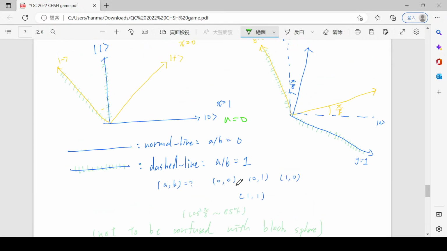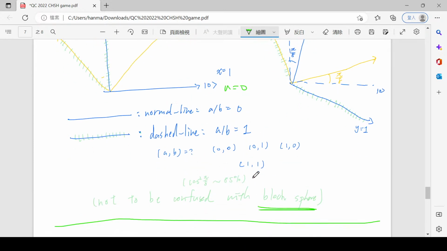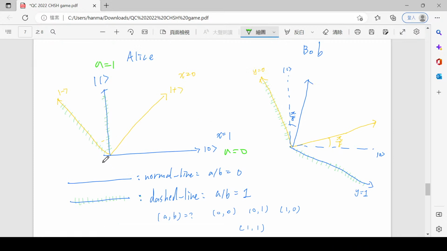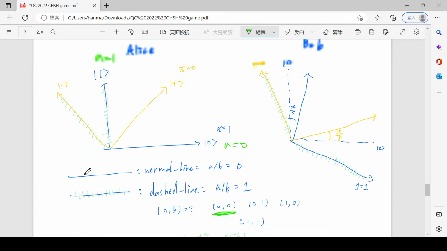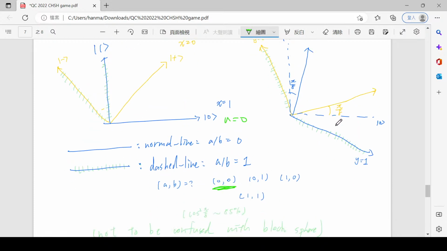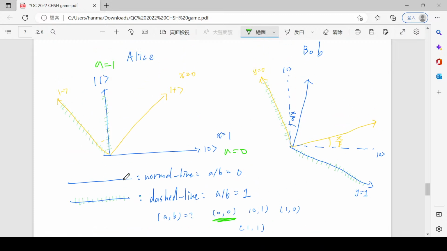And a little spoiler is that this pi over 8 is going to give you our 85%, because cosine squared of pi over 8 is 85%. Okay, so let's check how this actually works. And probably the first one is most important. It'll set you up with a nice example. Okay, so let's see what happens.